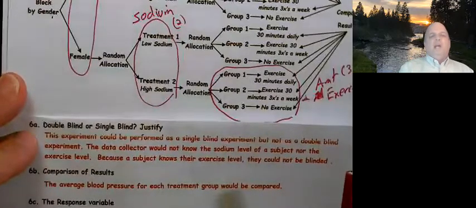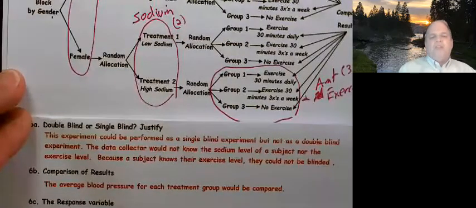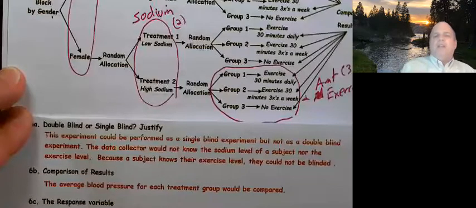The data collector would not know the sodium level or the subject's exercise level. But a subject knows their exercise level, so they cannot be blinded. So the subject cannot be blinded, but the data collector could be. So single blind, because the data collector would be blinded, but the subject would not be.